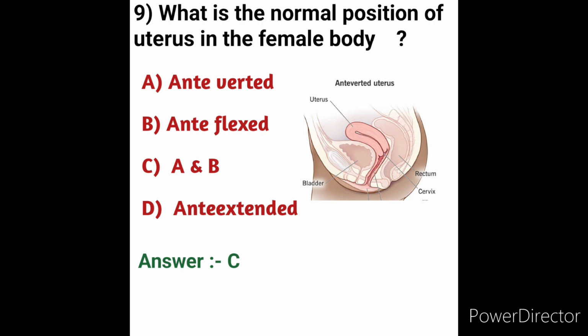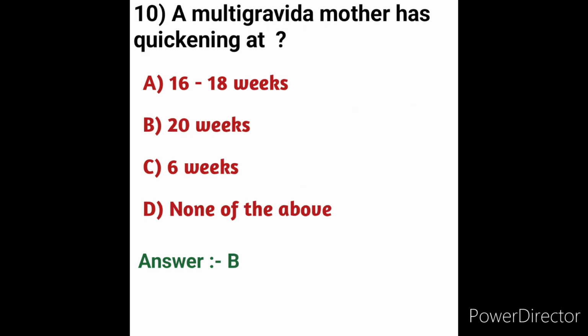Next we will move on to question number 10. A multigravida mother has quickening at when? A multigravida mother, when does she feel quickening? Options. Option A, 16 to 18 weeks. Option B, 20 weeks. Option C, 6 weeks, and option D, none of the above.